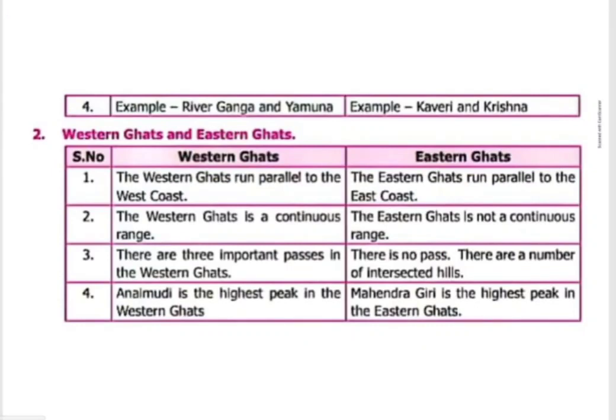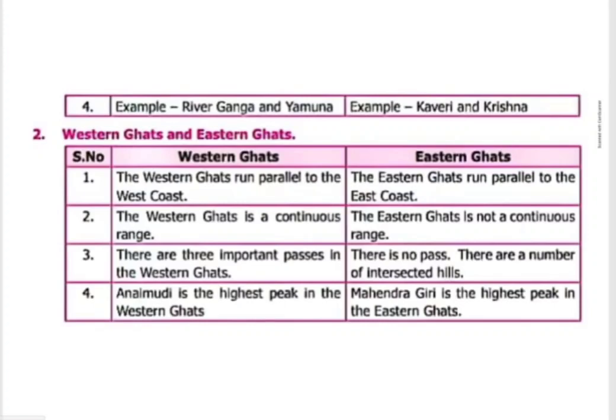What is meant by intersected? In the sense, it is cut into pieces because of the plateaus, valleys, and plains. Eastern Ghats is a discontinuous mountain range, that is what they are telling. Intersected in the sense means it is cutting. Okay, yes, it's cutting, that's the meaning.